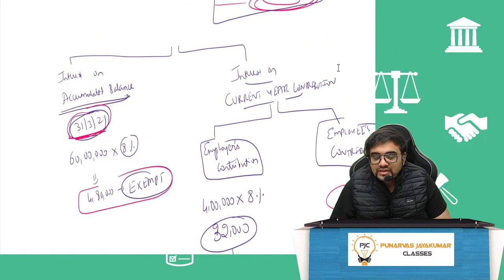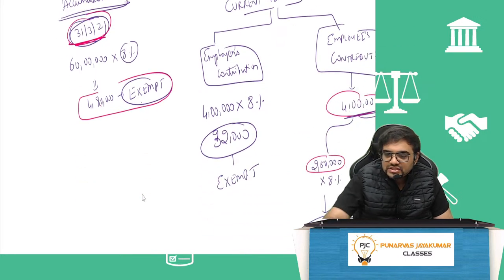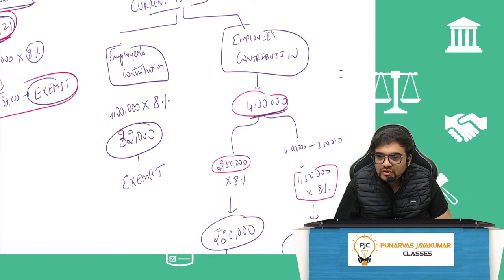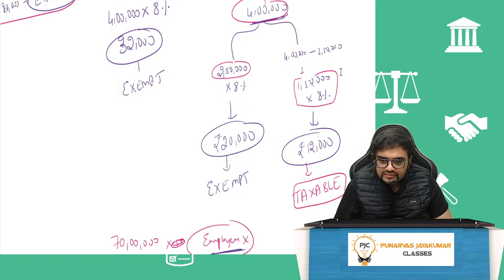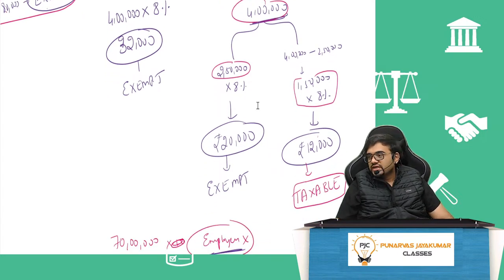So, as I told you regarding that amendment in RPF, if the interest on accumulated balance, 8% I was earning, accumulated balance was 60 lakh. What is 8%? 4 lakh 80, fully exempt. This is as on 31st March 21. But from 1st April 21, what has happened? I should see employer contribution and employee contribution. Employer contribution, 4 lakh into 8%, 32,000, fully exempt. The new amendment is only for the employee contribution. And employee contribution in excess of 2,50,000 only is taxable. So if it is 4 lakh rupees, 2,50,000 into 8%, 20,000 rupees is exempt. The balance, 4 lakh minus 2,50,000, 1,50,000 into 8%, 12,000 now is taxable.